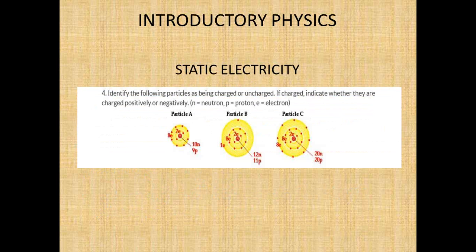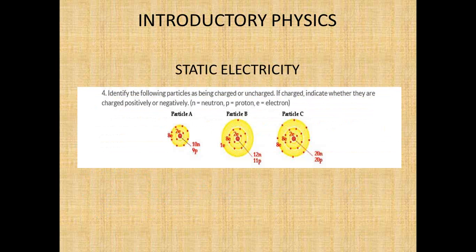Identify the following particle as being charged or uncharged. There are 3 particles here. Identify the particles as being charged or uncharged. If charged, indicate whether they are charged positively or negatively. And of course, N is for neutron, P for proton, E is for electron.